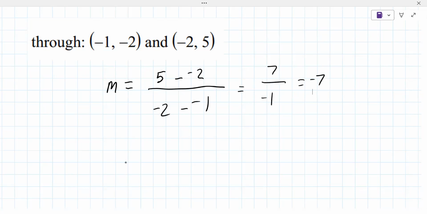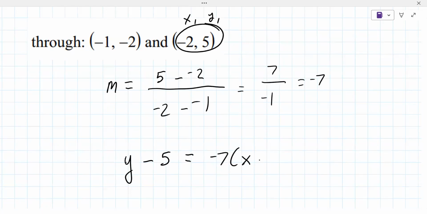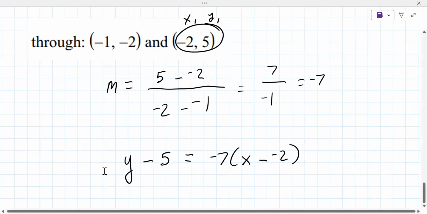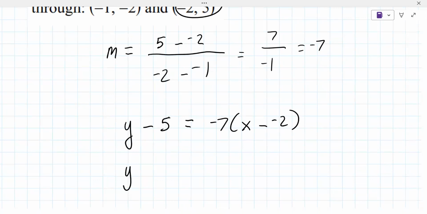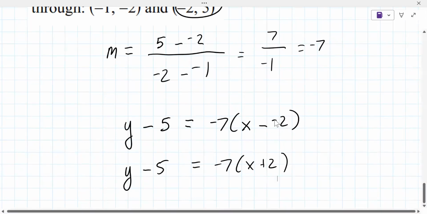y plus 5 equals negative 7 times x plus 2. So if you're using this point on the right, that's x1, that's y1, it's y minus 5 equals negative 7 times x minus a negative 2. And then this minus stays as is because there's not a negative 5 there. It's negative 7 times x plus 2. So unless there's a double negative, that's when you change the sign. When there's just a single one, you keep it.